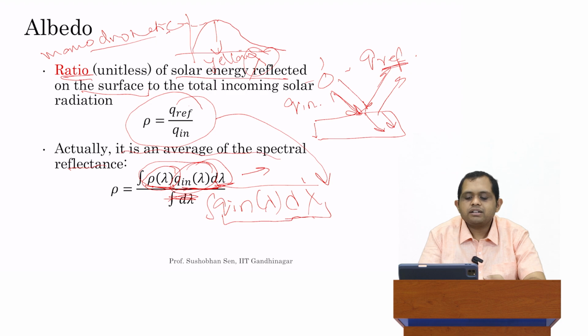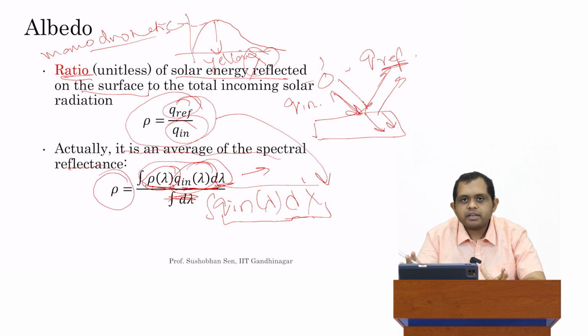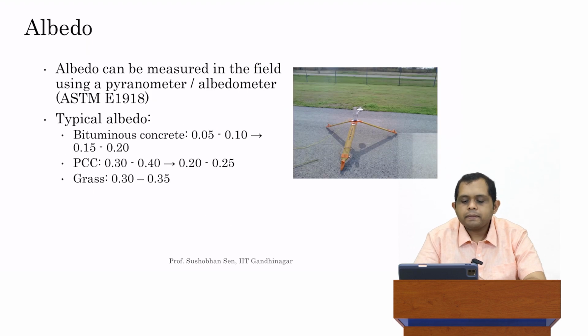So the numerator here is Q reflected, the denominator is Q incoming. I've just put in a slightly more scientific notation to explain the difference between monochromatic and heterochromatic data. And so this total ratio then gives us the albedo. So this is, strictly speaking, how the albedo is calculated using monochromatic radiation.